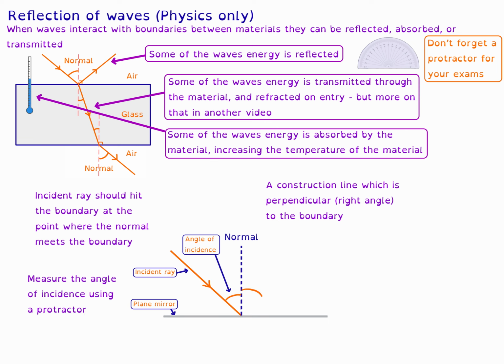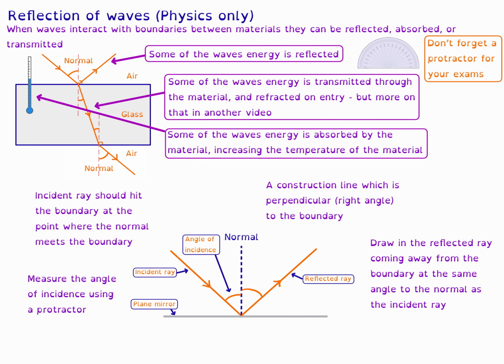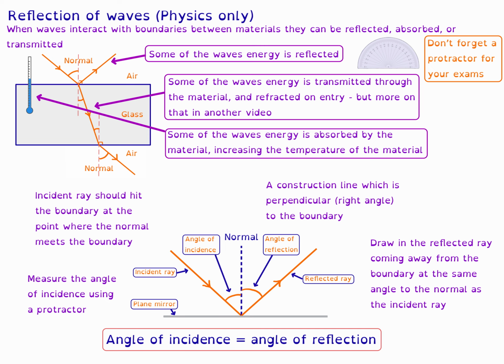Measure the angle of incidence, again using that protractor, and then draw your reflected ray coming from the boundary at the same angle to the normal as the incident ray. Your labels are as follows. Your incident ray is the ray that hits the mirror. The angle of incidence is the angle between the incident ray and the normal. The reflected ray is the ray that comes off the mirror. The angle of reflection is between the normal and the reflected ray. And whenever you're doing reflection diagrams, you must remember that the angle of incidence equals the angle of reflection.